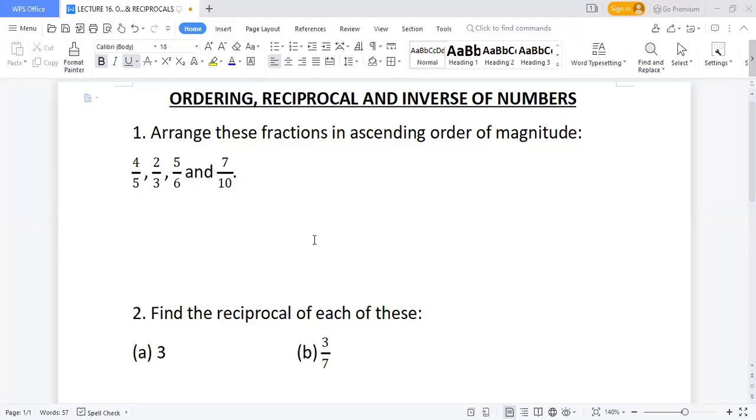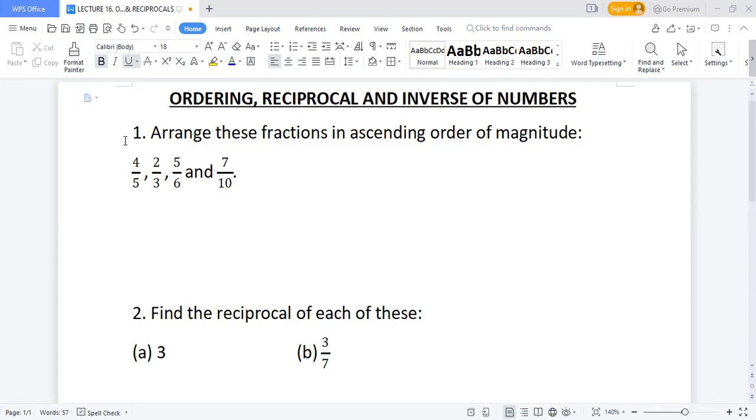Quickly consider the following topics: how to order numbers in ascending or descending order of magnitude, then how to find the reciprocals of numbers, as well as the inverse. Inverse, we have two types of inverse. We have the additive inverse and we have the multiplicative inverse.